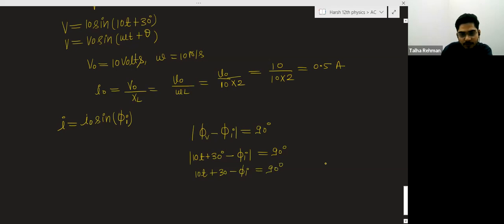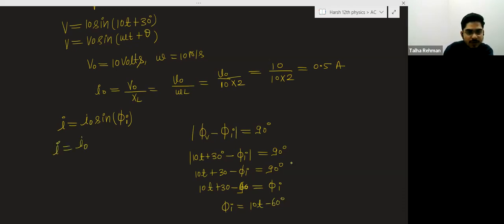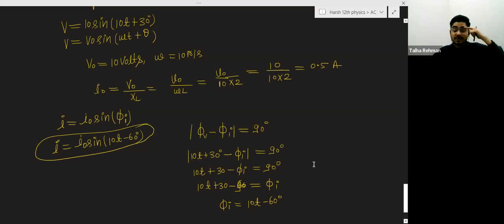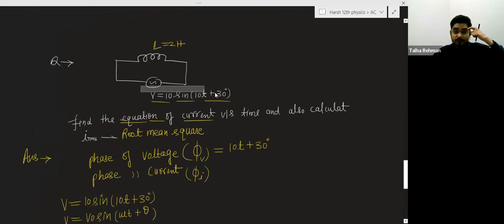Now we can write it as 10t plus 30 degree minus 90 is equal to phase of the current. So phase of the current you will get 10t minus 60 degree. So basically the equation of the current, finally you will get I is equal to I naught sine 10t minus 60 degree. But we can solve this question in 1 or 2 seconds also.